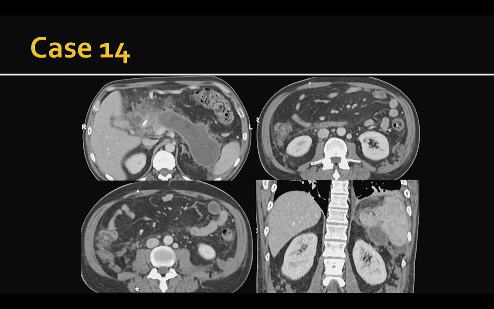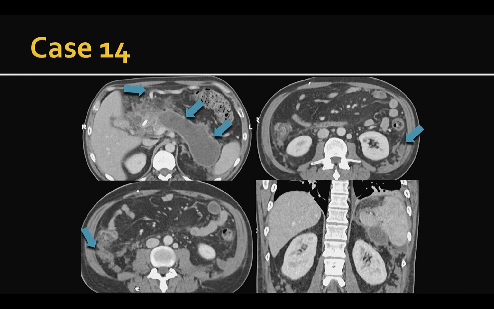Case 14 is a patient transferred in from an outside hospital with a history of pancreatic mass. There are multiple imaging findings here that are all important to getting this diagnosis correct, but ultimately, I think this patient's clinical history is what allows you to get the correct answer.